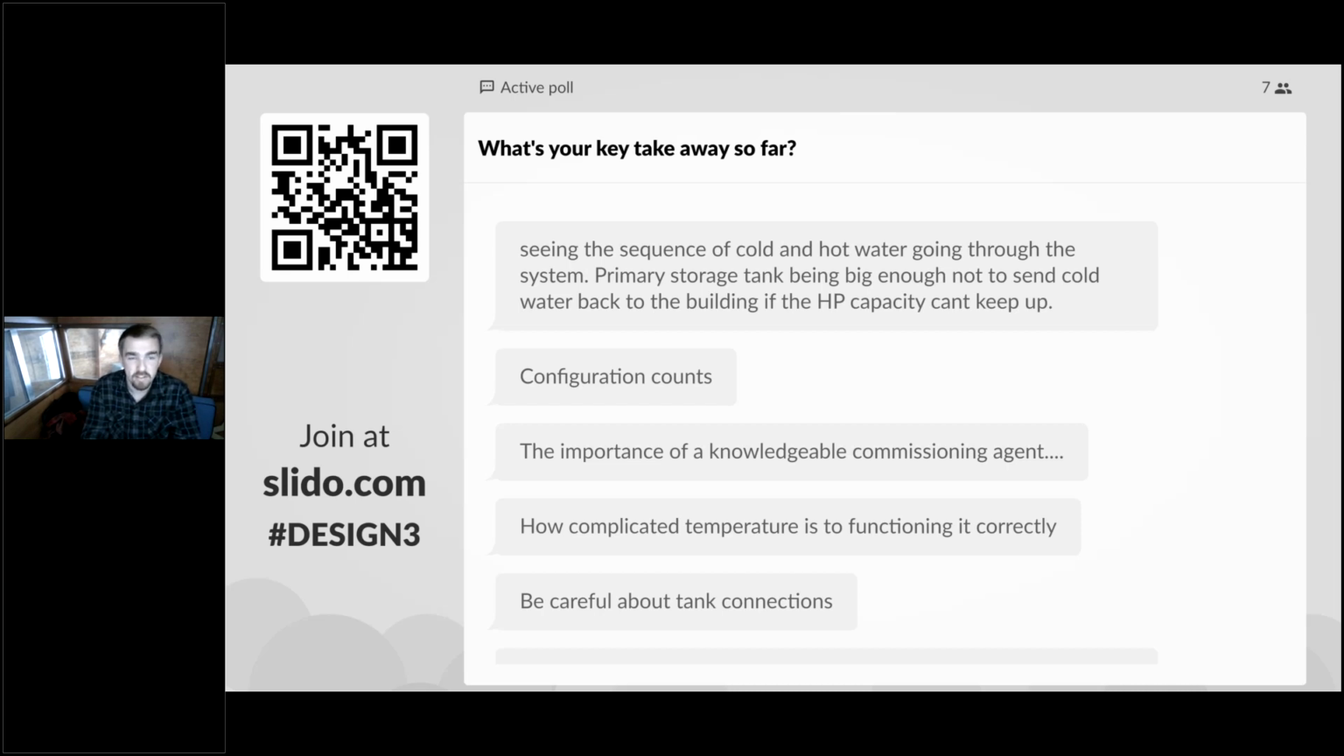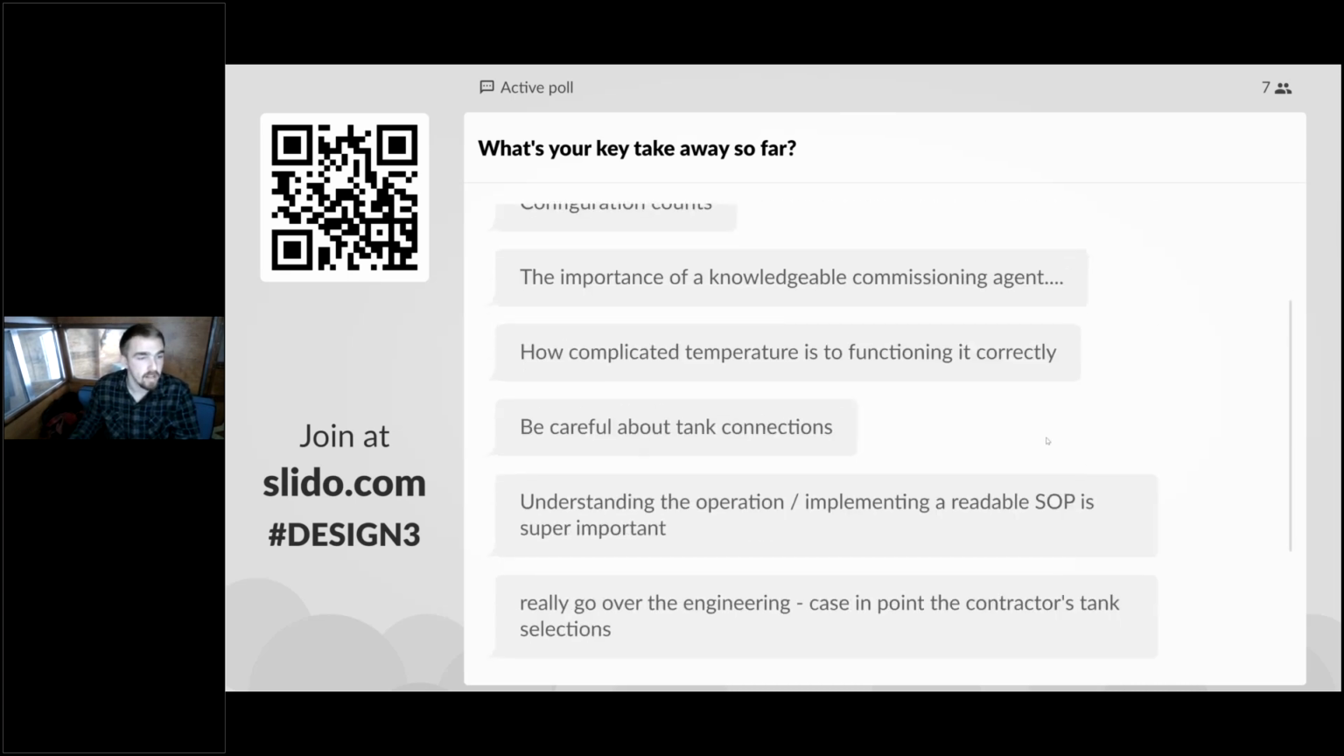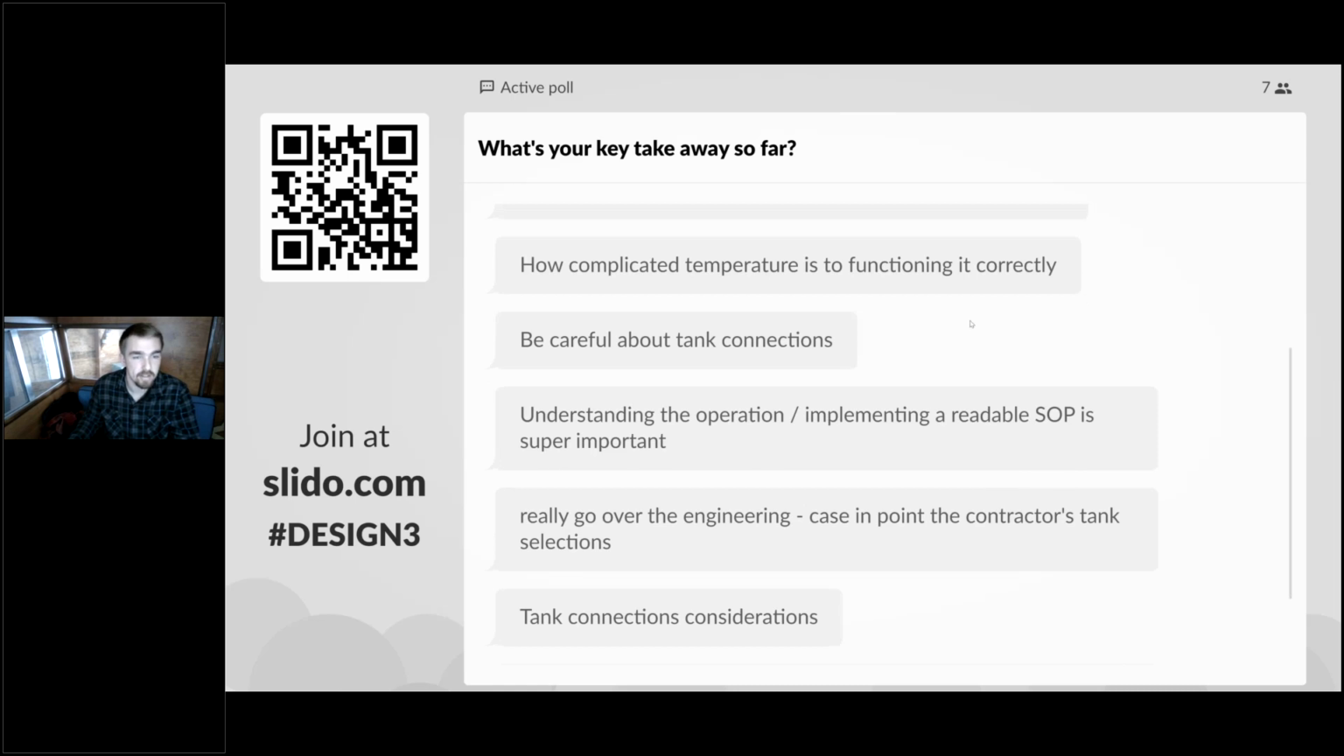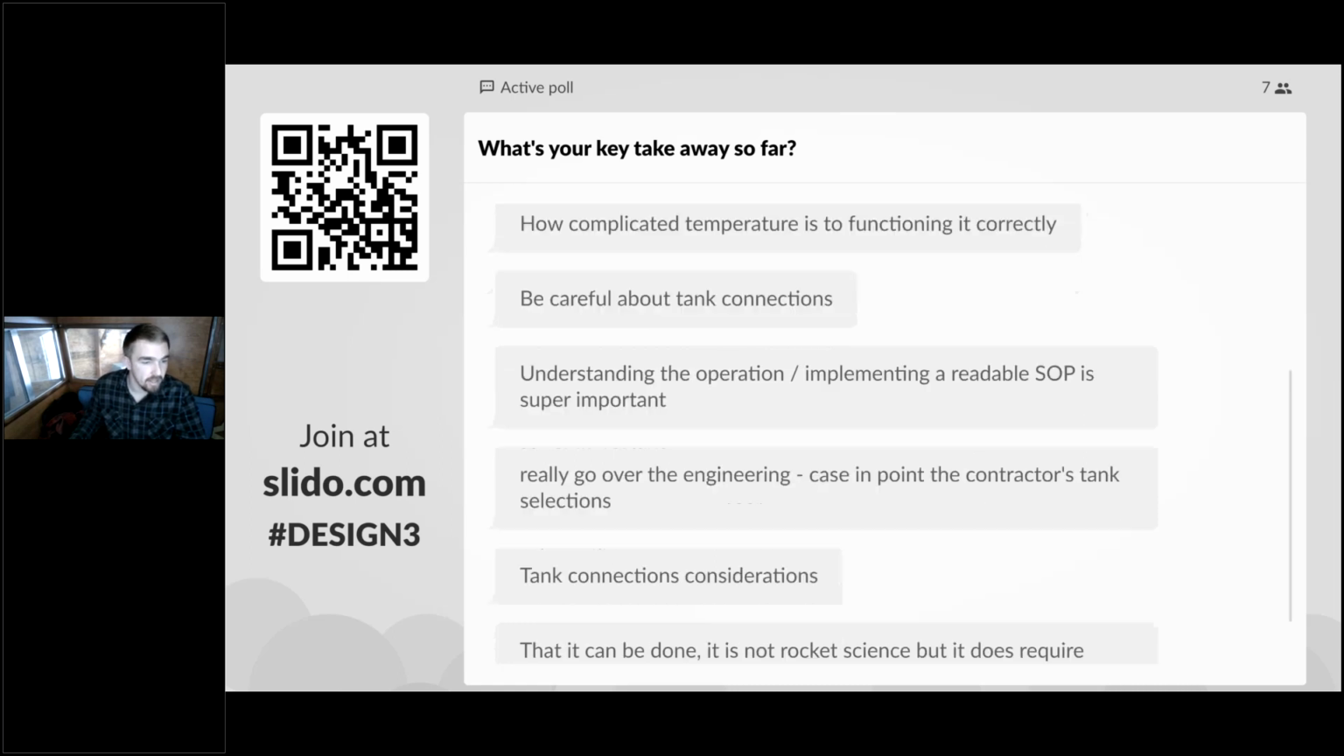If everyone turns on their showers at the same time, taking their morning shower before work, you need to make sure that that storage has enough water in it so we can actually supply the residents with what they need. And tank connections are extremely important. And a readable SOP is super important as well. Yes, and go over the engineering and tank connections again.